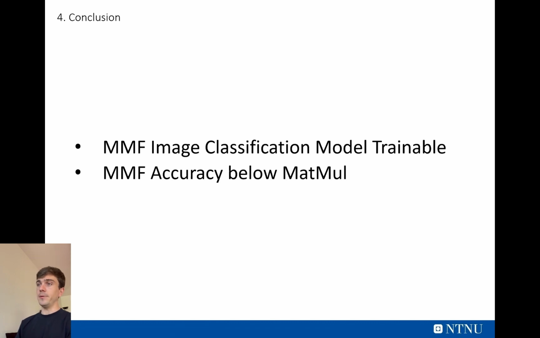So here the conclusion is that the matmul3 model is trainable for image classification. It works. It's better than 10%, which would be just a random choice. So that's a good point. Then the not so good point is that the accuracy is still far below the baseline.